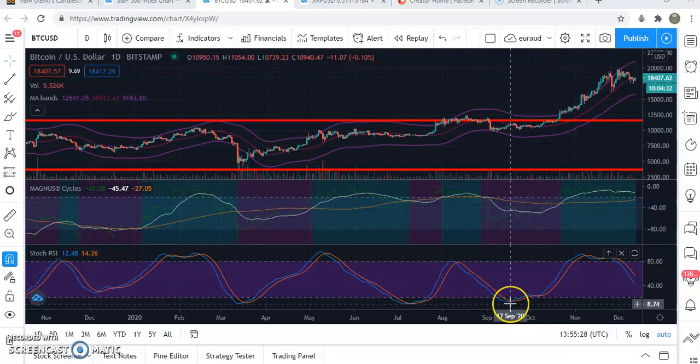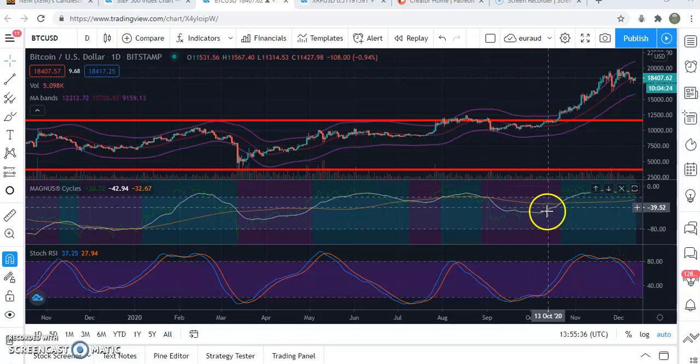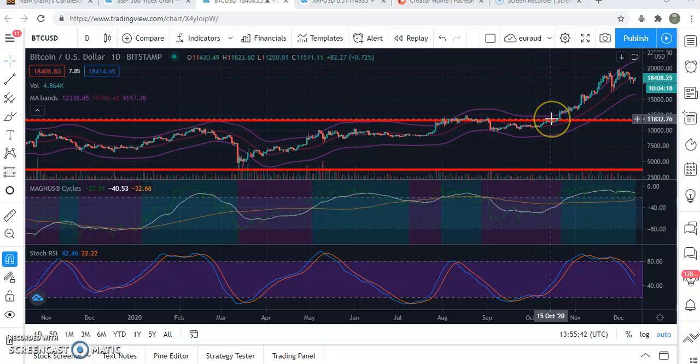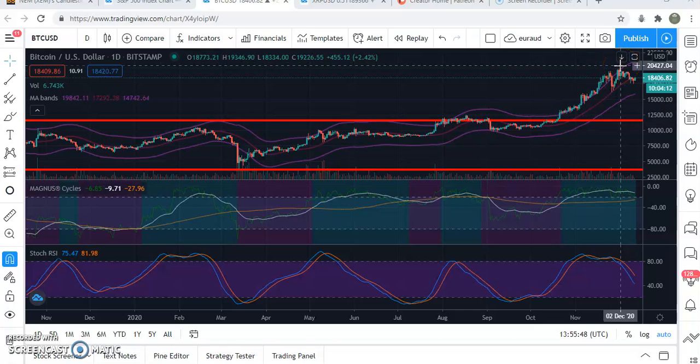So if we think that the beginning of the cycle has been detected over September, October, when we see the derivative of the white curve being positive, and from here we've experienced the huge run up from 11,800 to 20,000 US dollars, so more than 8,000 US dollars of profit.